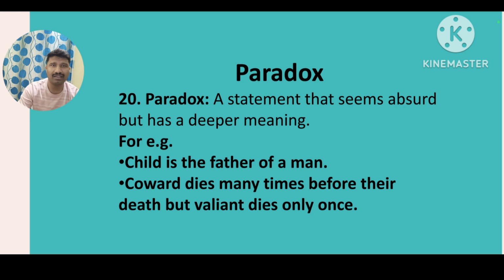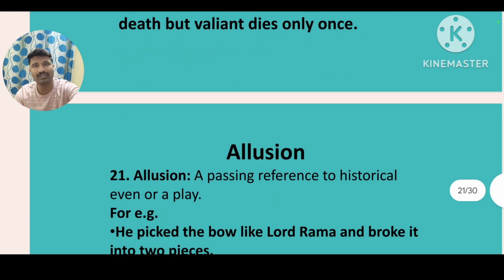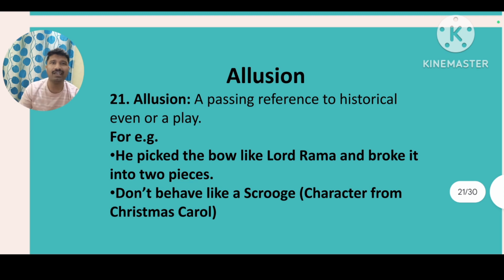It's a statement that seems absurd but has a deeper meaning. That's the best example. See, one more example we have. This is a definition: Child is the father of a man. Coward dies many times before their death, but valiant dies only once. Fantastic statement. Paradox.